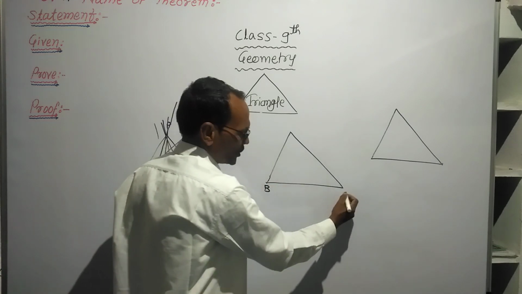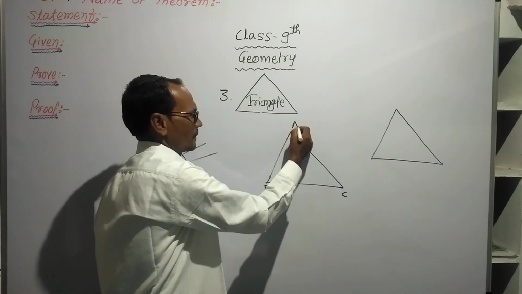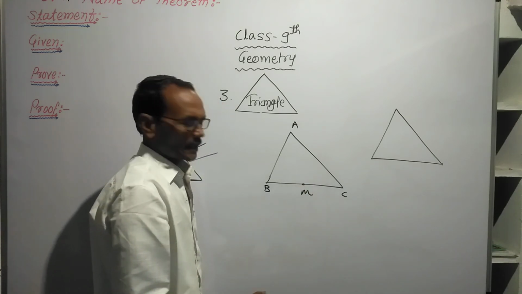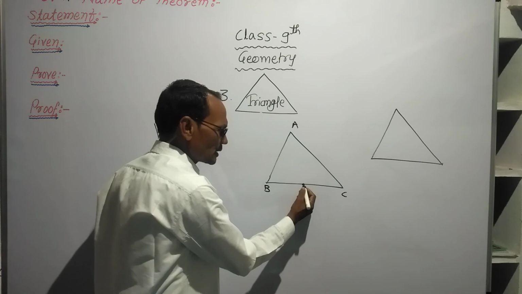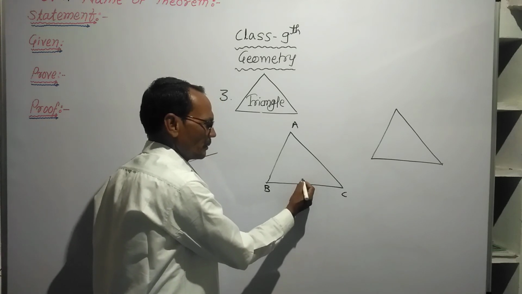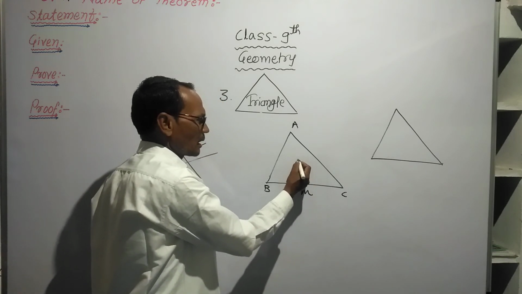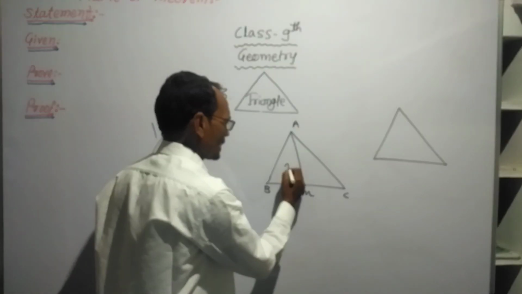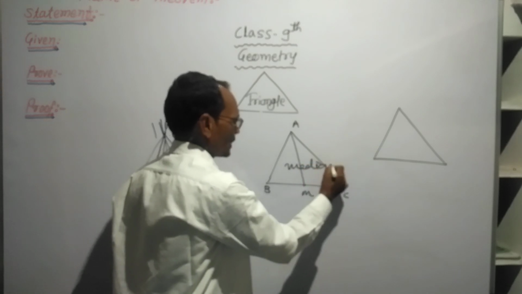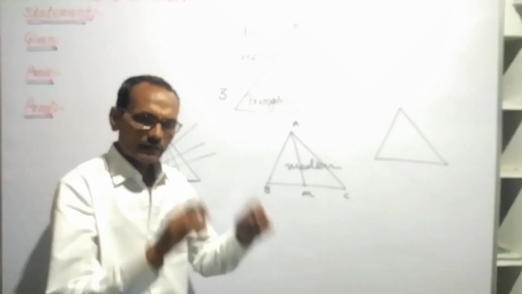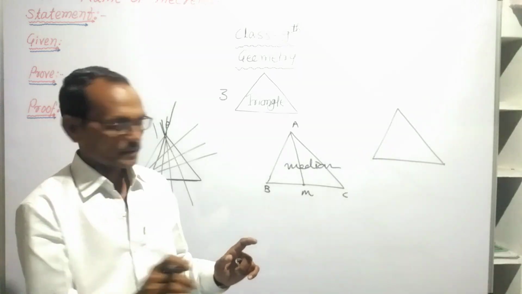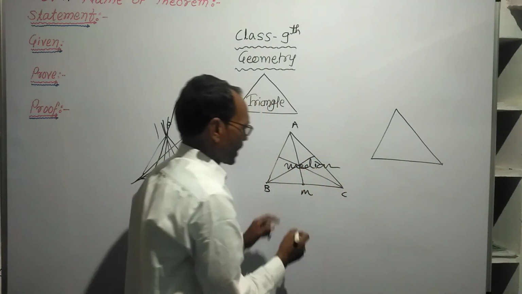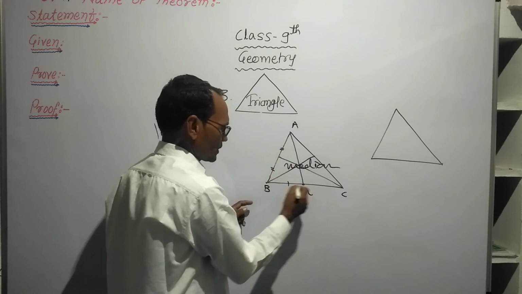Suppose M is the midpoint of side BC of triangle ABC. Then the line segment joining the midpoint of a side of a triangle with the opposite vertex is known as a median. And a triangle has three medians. This is the second one, this is the third one. All these are three medians.